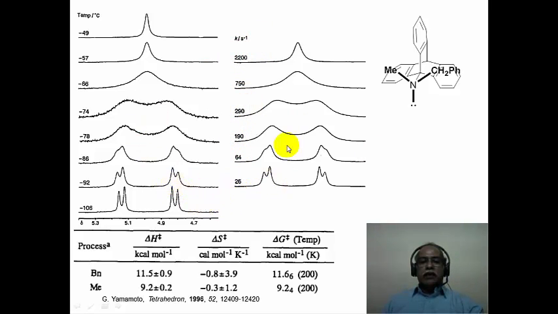One could easily simulate the spectra shown on the experimental side, which is this side, and this is a simulated spectrum. Based on the variable temperature NMR spectrum, the activation barrier for this particular process is given in this table as 11.6 kilocalories per mole for the N-benzyl derivative, and for the N-methyl derivative it is about 9.2, slightly smaller when it is an N-methyl group in this system.